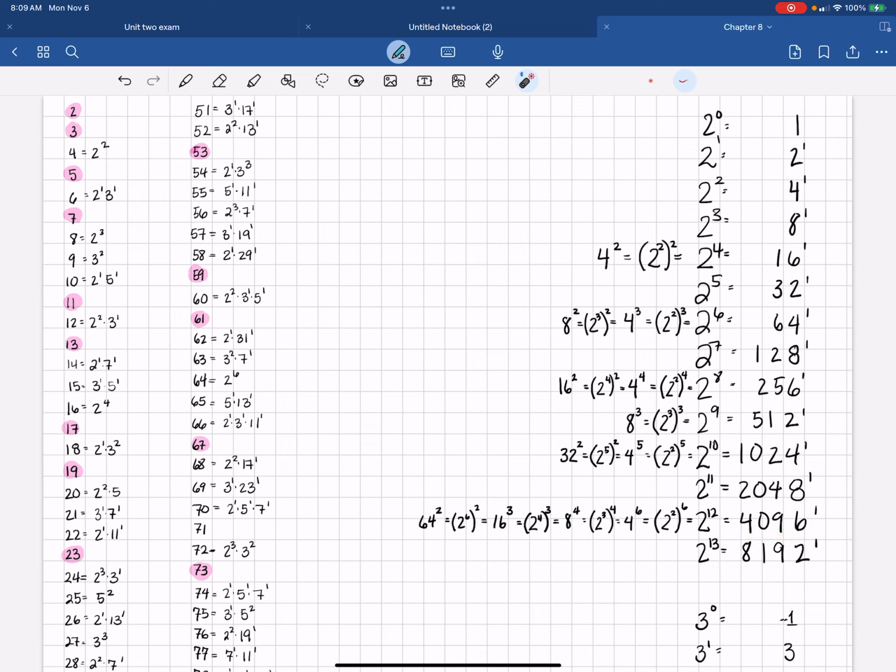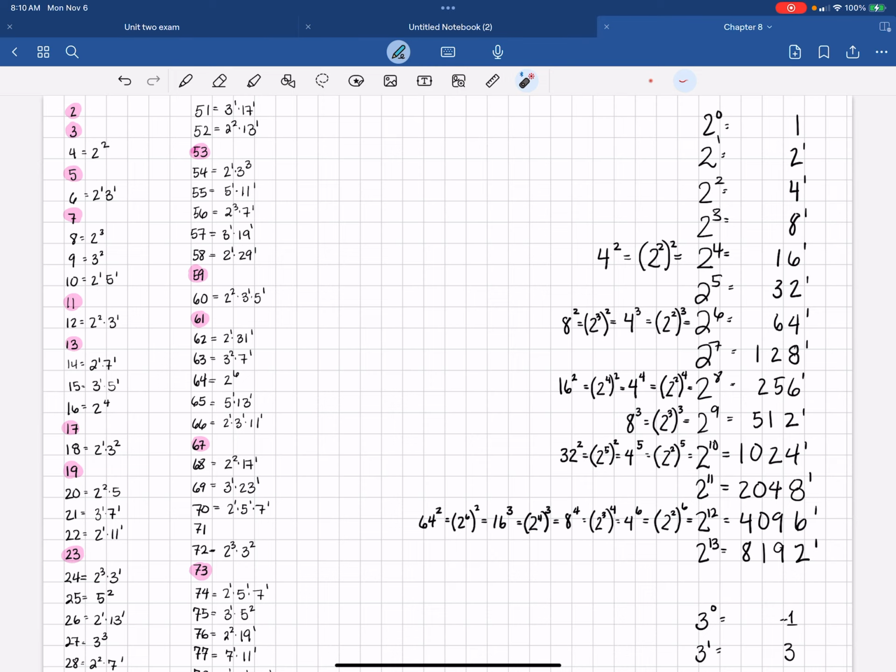But notice I'm saying prime factorization. Turns out you can then do a prime factorization in the power. So 4 happens to be 2 times 2. So 2 to the 4th is also 2 squared, which is 4. 2 squared is 4, so that's 4 squared.